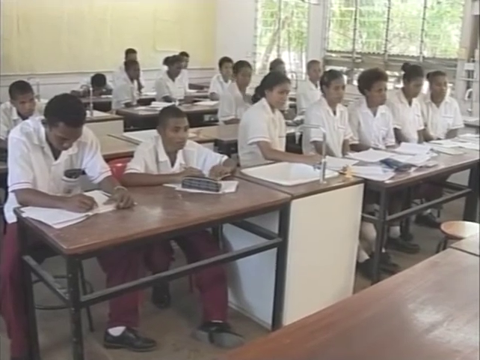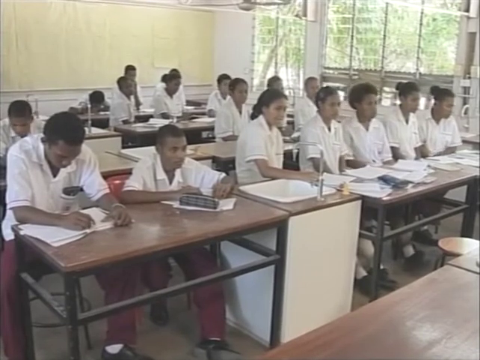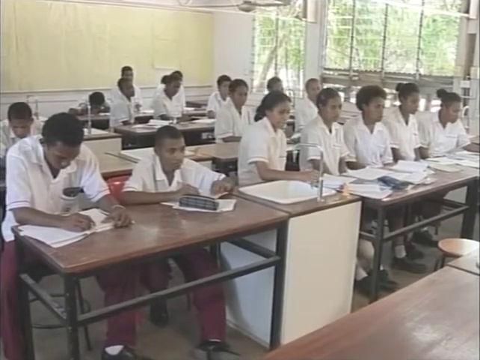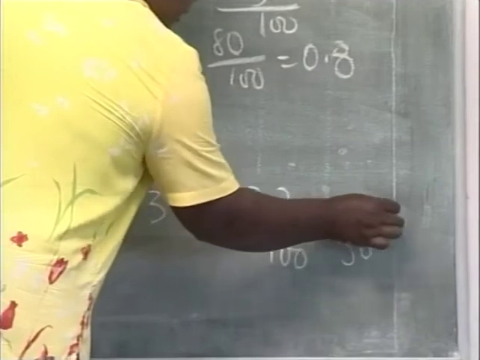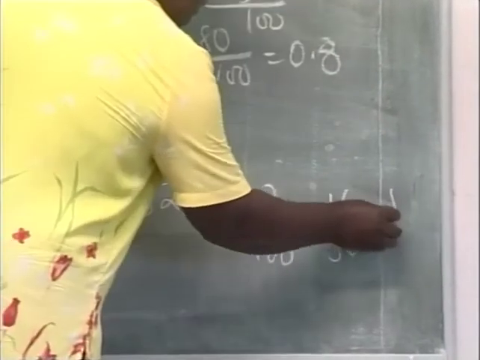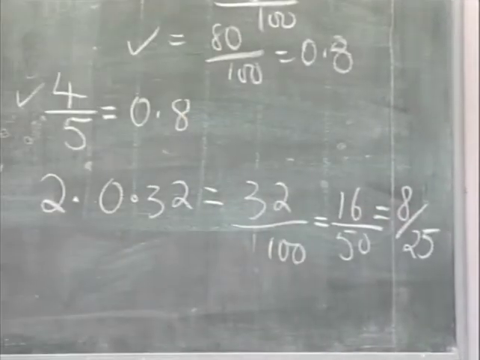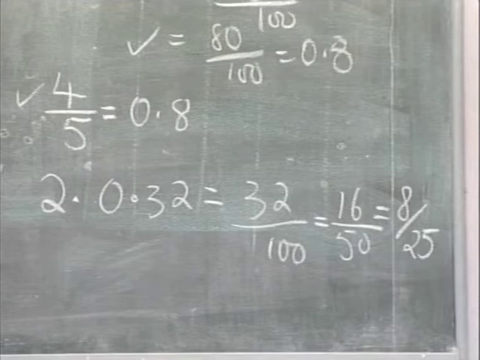Dividing by 2, 32 divided by 2 is 16. 100 divided by 2 is 50. And then you have to simplify further. 16 divided by 2 is 8, and 50 divided by 2 is 25. So 0.32 as a fraction is 8 over 25.